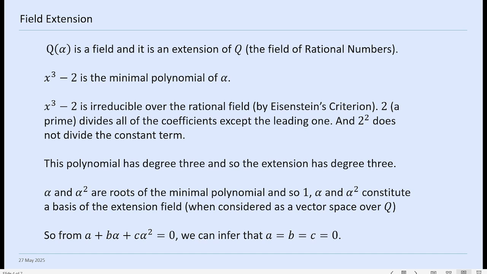Alpha and alpha squared are roots of the minimal polynomial, and so 1, alpha and alpha squared constitute a basis of the extension field when it's considered as a vector space over Q. So that means that 1, alpha and alpha squared are linearly independent, and so indeed a, b and c must be 0 because the solution a equals b equals c equals 0 is the unique solution.